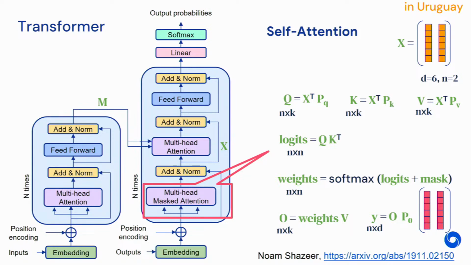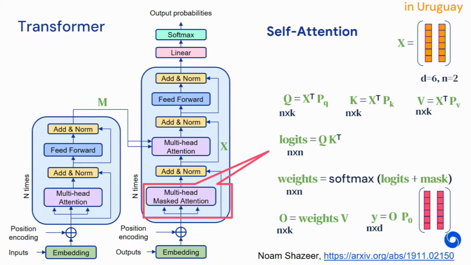In self-attention, there's only one input, but the operations are exactly the same. The only thing with self-attention is we're feeding in Uruguay at the input, and then we also have that as the output of the decoder. So we need to make sure that when you're making a prediction, that prediction doesn't cheat by looking into the future, because it knows the answer.